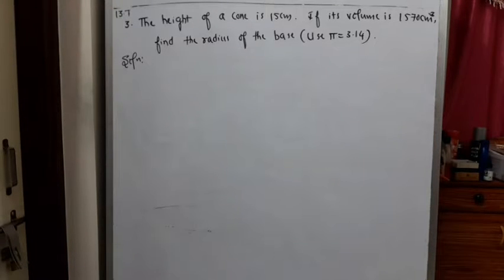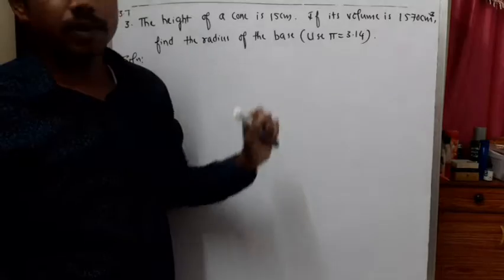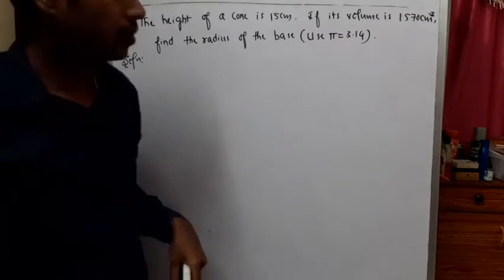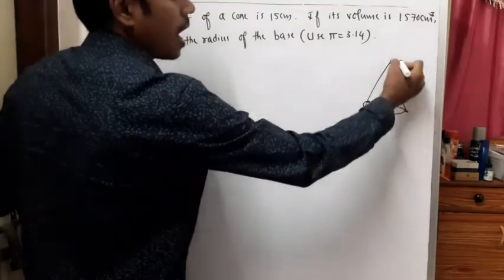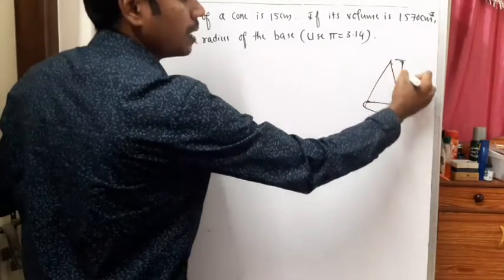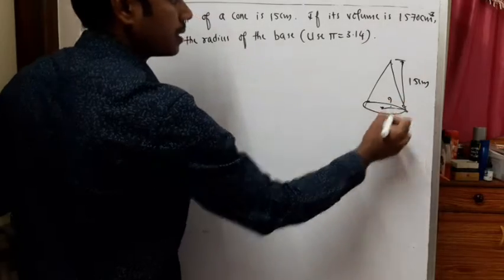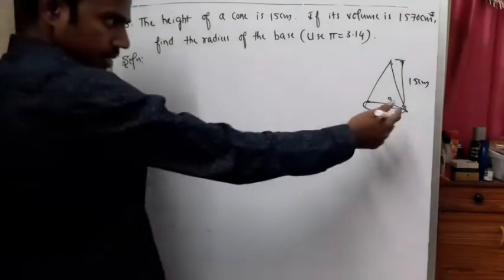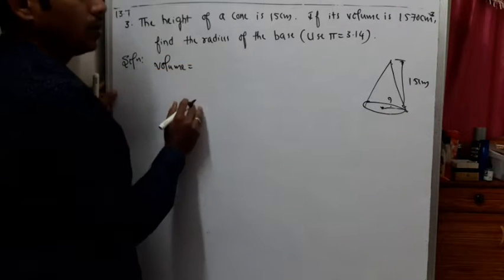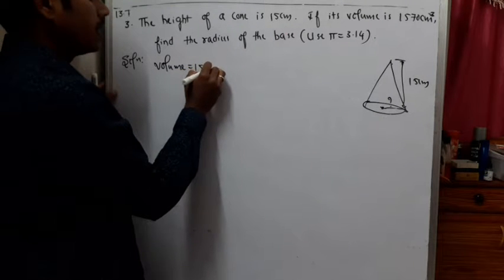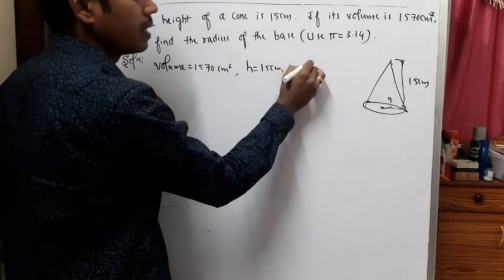Third question, the height of a cone is 15 centimeter. If its volume is 1570 centimeter cube, find the radius of the base. So, use pi is equal to 3.14. See, there is a cone. So, what is given? Height of the cone is given. Height is 15 centimeter. We need to find the radius of the base. Volume is given. Volume is equal to 1570 centimeter cube and height is equal to 15 centimeter. We need to find the radius.